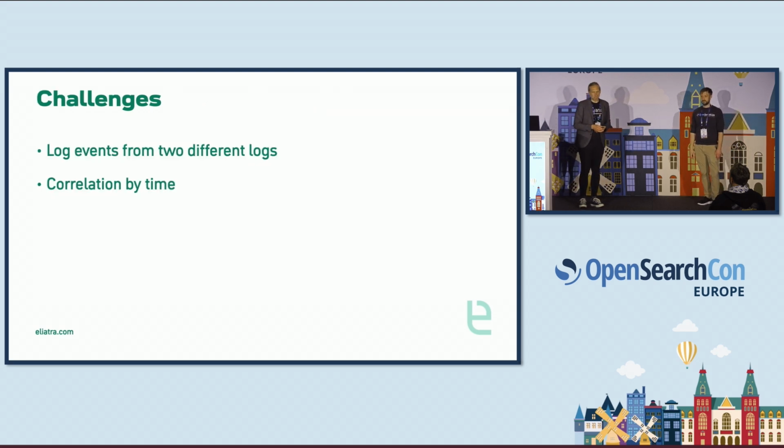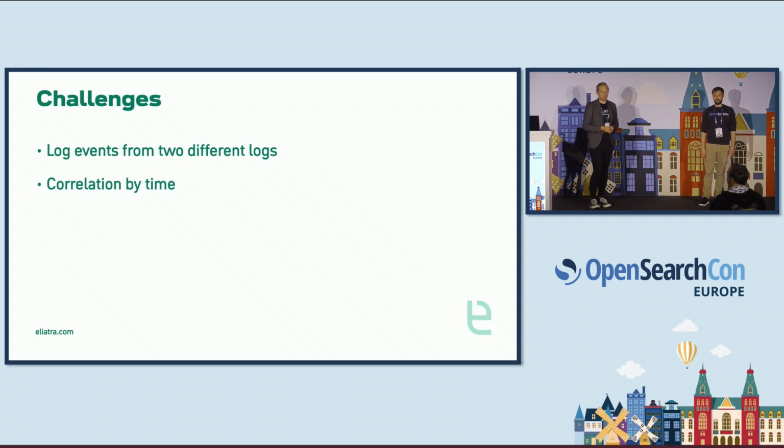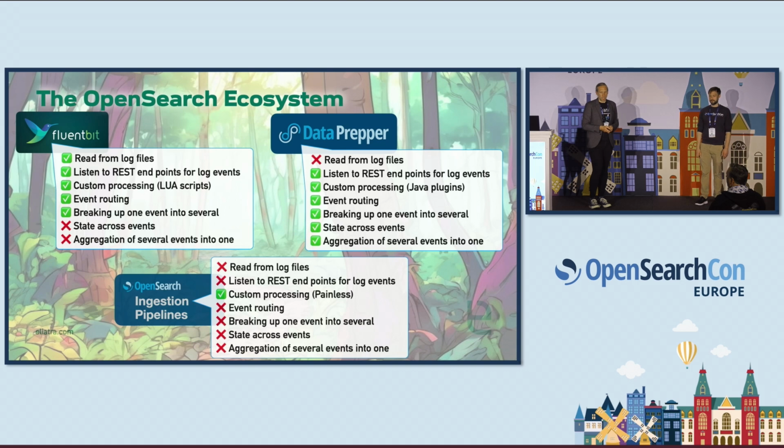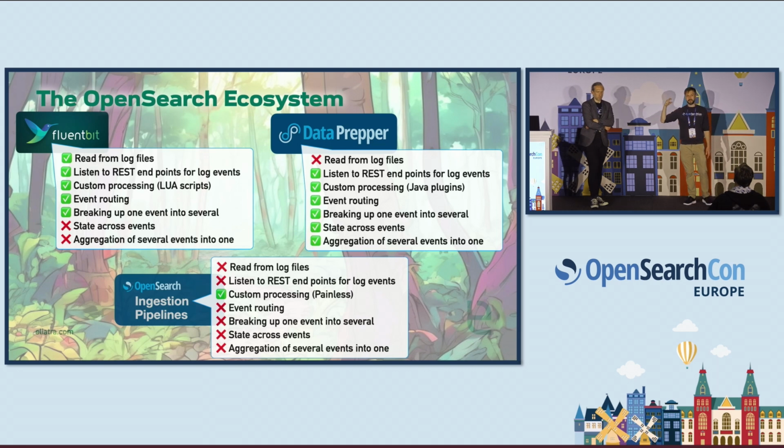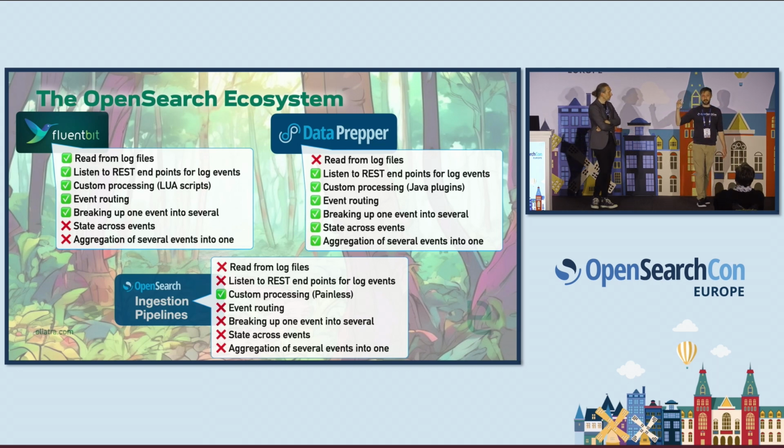And what shall we do about this? We have two challenges here. We have log events from two different files, and we now somehow have to process these together, and we need to do the correlation by time. Let's have a look at how we achieve this. And for this, I'll give you a little hint. We're going to use Data Prepper here because of its advantage in keeping state across events and letting us aggregate several events into one.